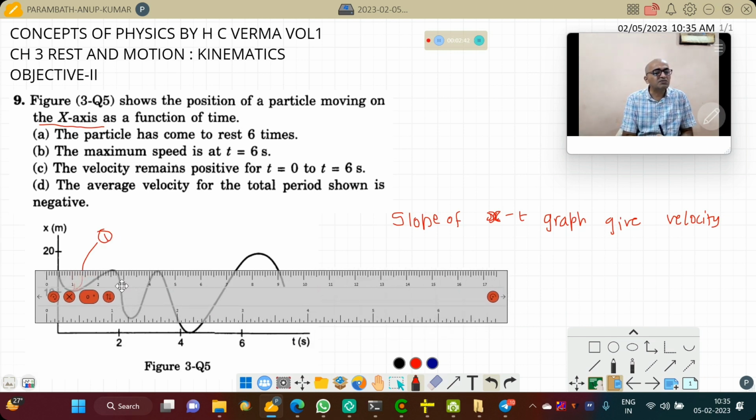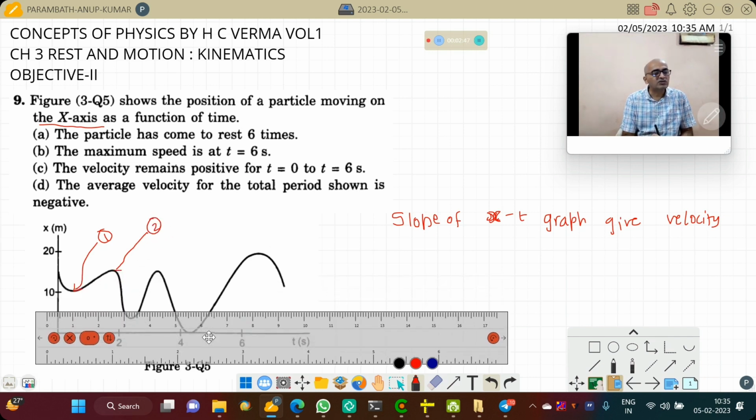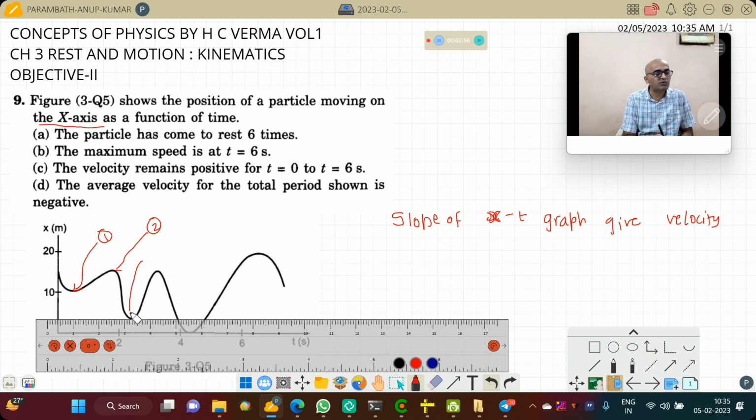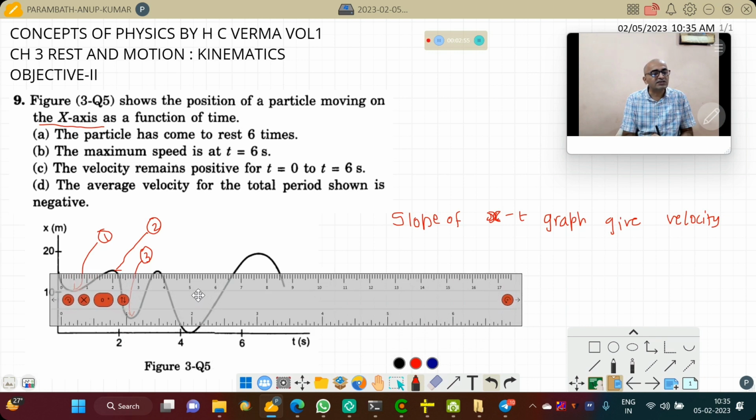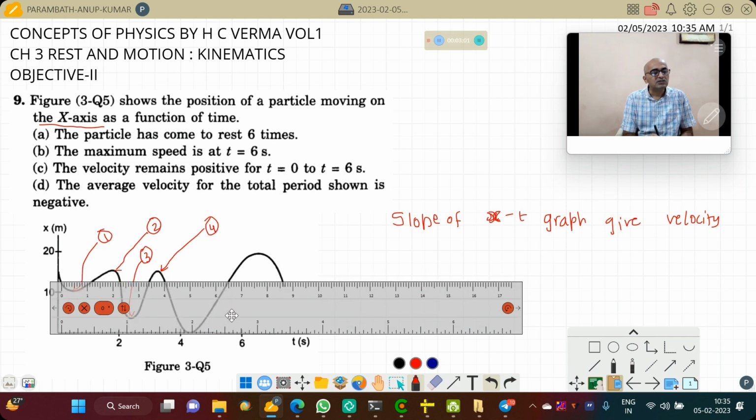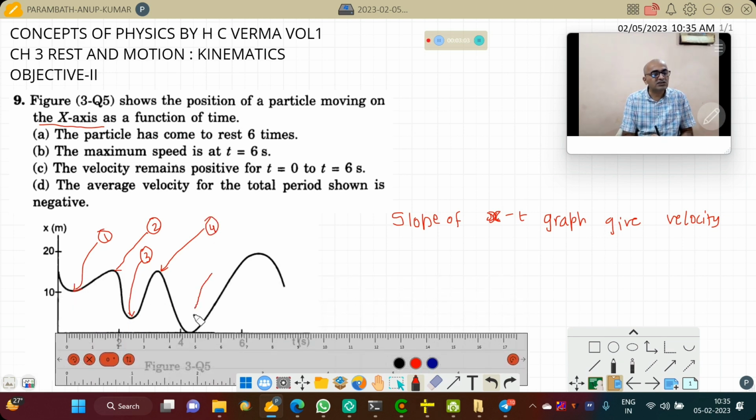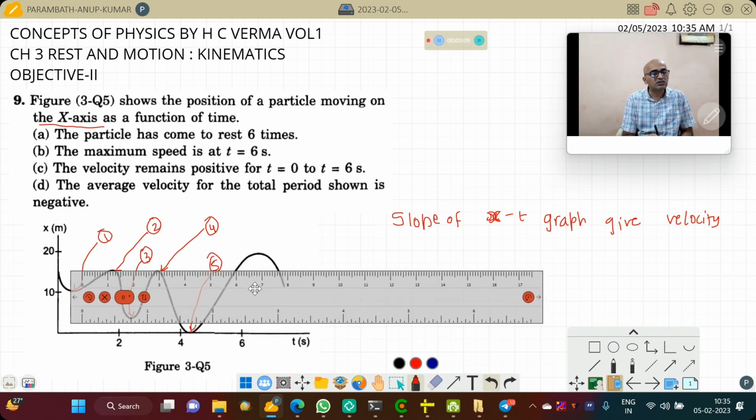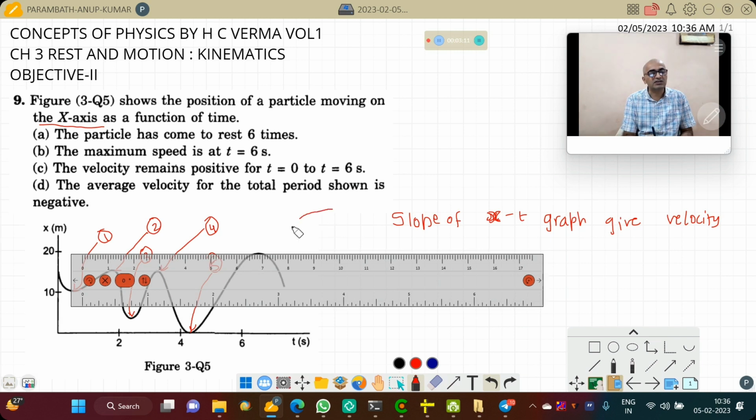So here also, this is the second point, and here also the particle is at rest. This is the third point. Then here, this is the fourth point, students. Then now it is at this location. This is the fifth point, students. And you can also see that it is flat at this location. Therefore, this is the sixth point, students. So the particle has come to rest 6 times. That is correct. So this is true.